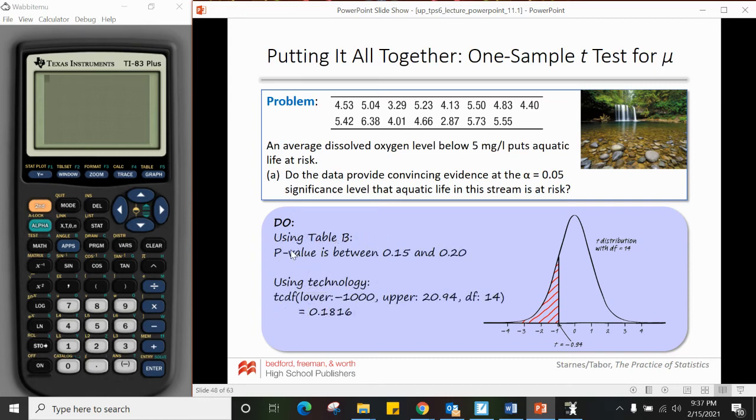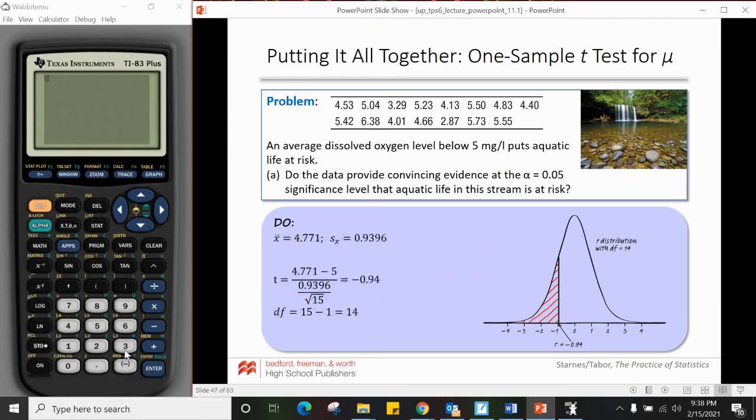You could use the table and see that it's going to be between 15 and 20. I'm kind of against that. We're going to go ahead and use technology. This is incorrect. That should be a negative, not a 2. So I'm going to go back a page. I'm going to go to second distribution.